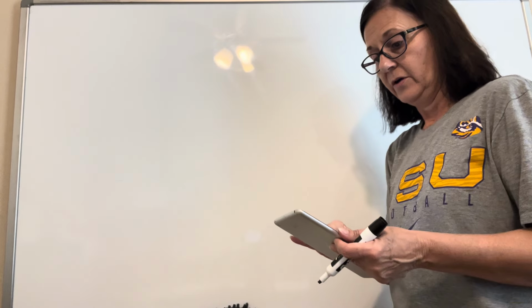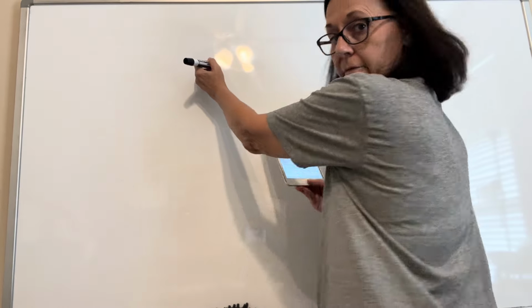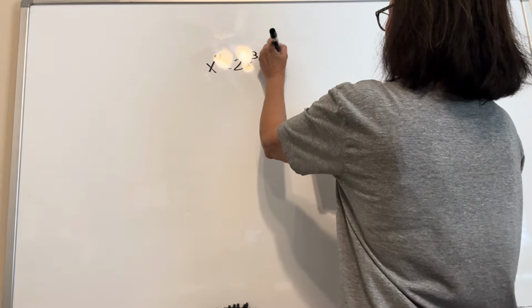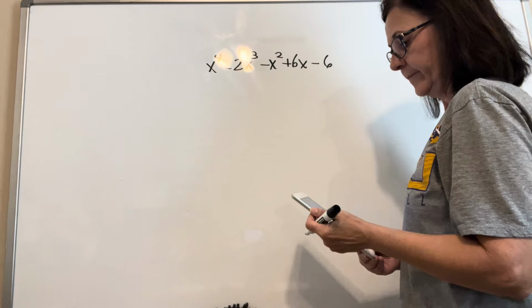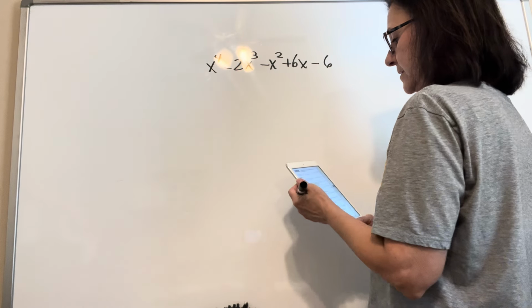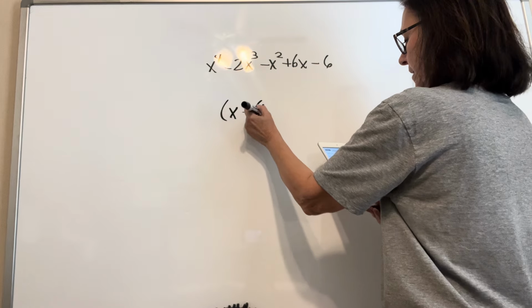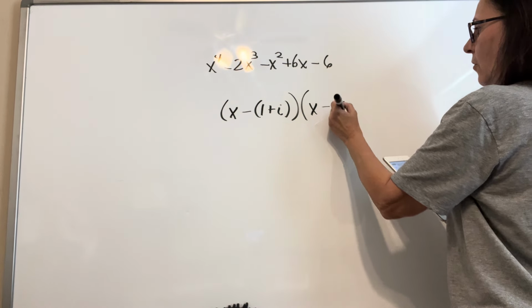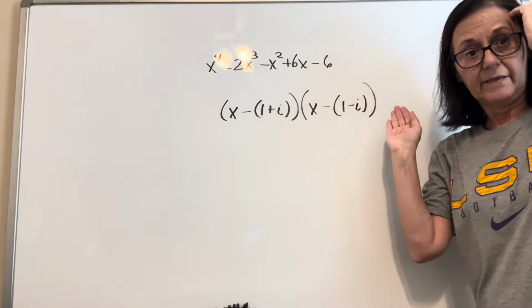All right, so we're only going to have real numbers. We're given x to the 4th minus 2x cubed minus x squared plus 6x minus 6. And we're given that 1 plus i is a 0. So x minus 1 plus i would be a factor, and so would x minus 1 minus i be a factor.